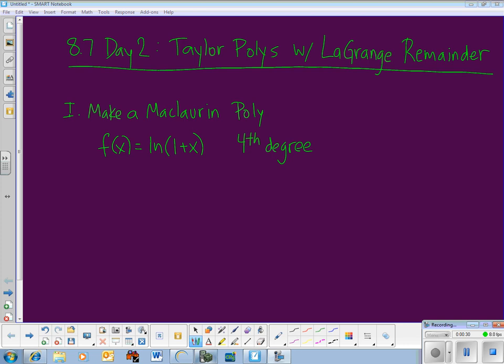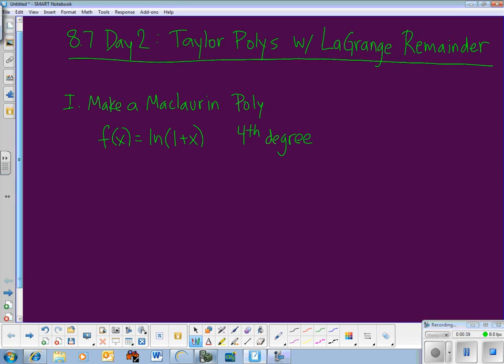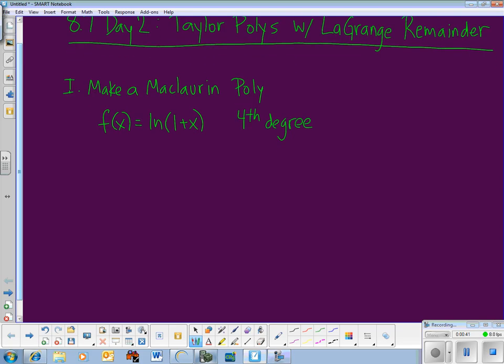This one, the formula looks crazy. It seems very complicated, but we're going to try to break it down and get it nice and simple. So let's start by finding a Taylor polynomial. Actually, this one's going to be a Maclaurin. Maclaurin, if you remember, is a Taylor polynomial centered at 0. It just has a special name. And the function is going to be the natural log of 1 plus x, and we're going to find the fourth degree. So if you remember the steps, we start by taking all the derivatives.